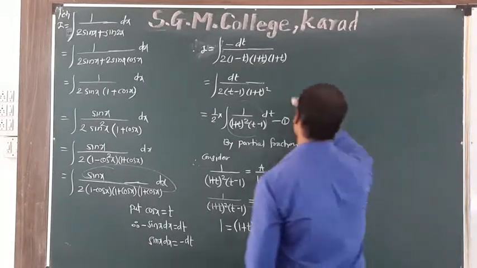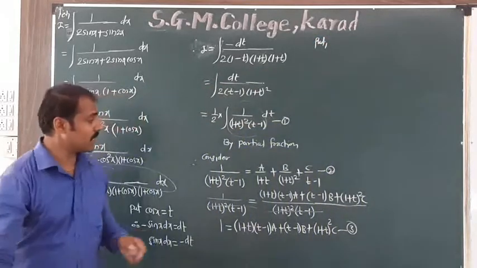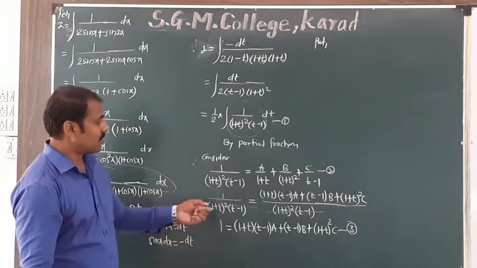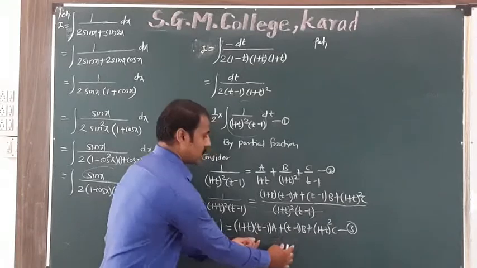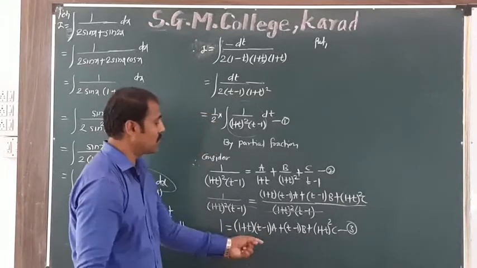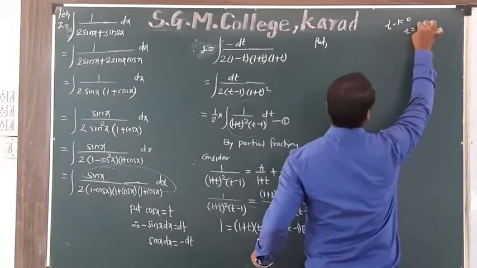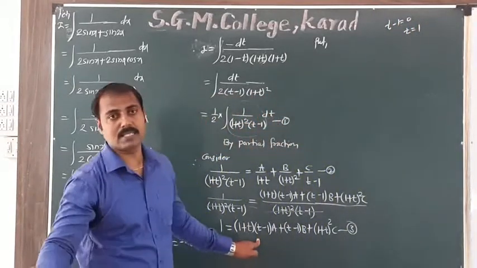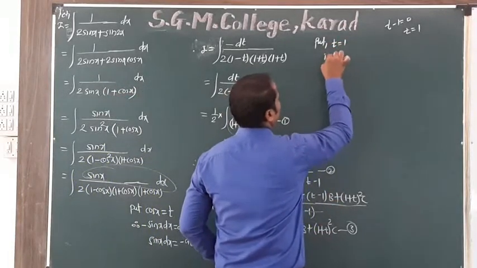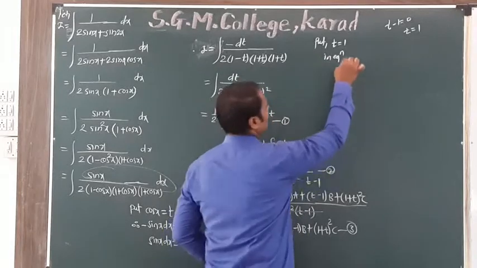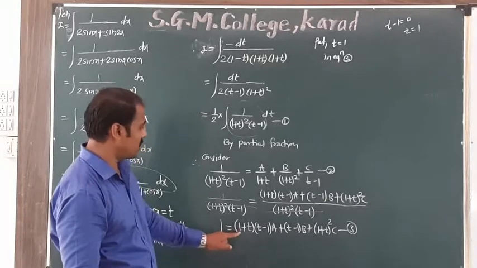Remember, equation third is true for all values of t. But we put proper values of t here to get a, b, c. The common factor in these two terms is t minus 1. Put t minus 1 equal to 0, that is, t is equal to 1. So put t is equal to 1 in equation third.